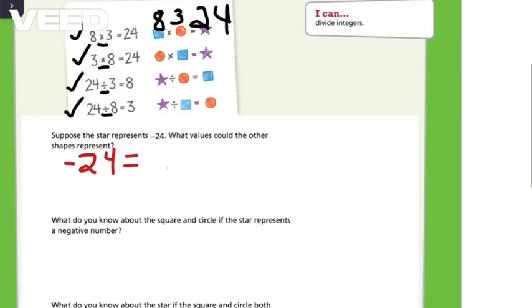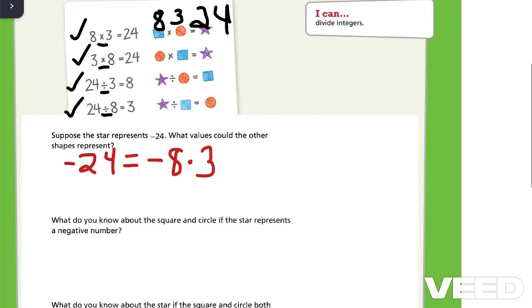Since we know 8 and 3 multiply to 24, well, negative 8 and positive 3 multiply to negative 24. Remember, we don't want both of them negative, because if they're both negative, the 8 and the 3, then that'll lead to positive 24. We want them to be opposite signs so that it ends up being negative.